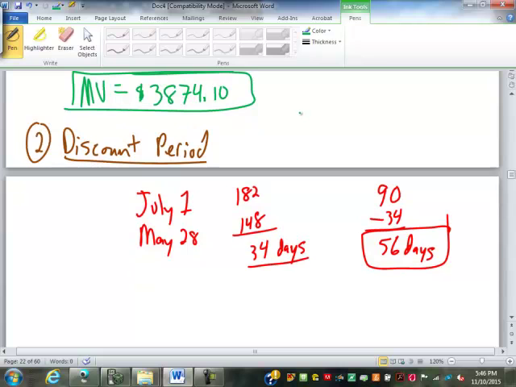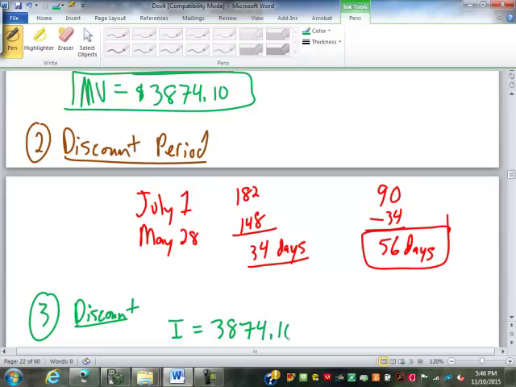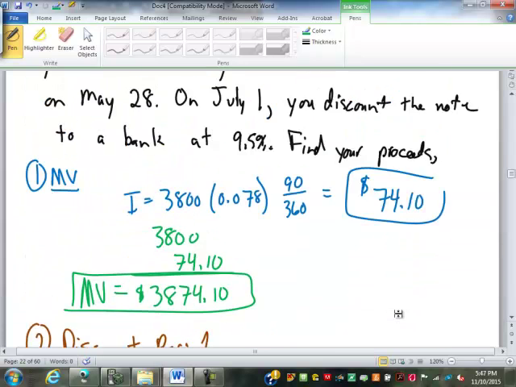So step 3 is to find the discount. So that's going to be the amount of the discount. It's going to be the principal, $3,874.10. That's the maturity value of the original note times 0.095. 9.5% was the bank's discount rate. And 56 over 360. I'm just going to double check that discount rate. Yep, 9.5.